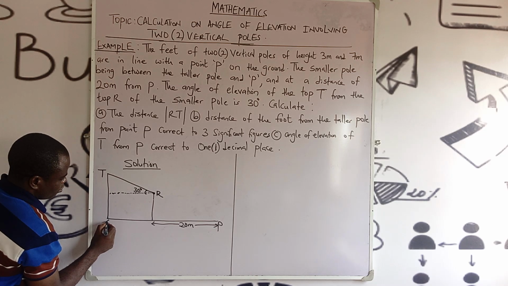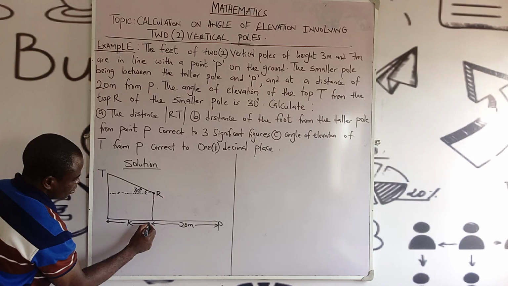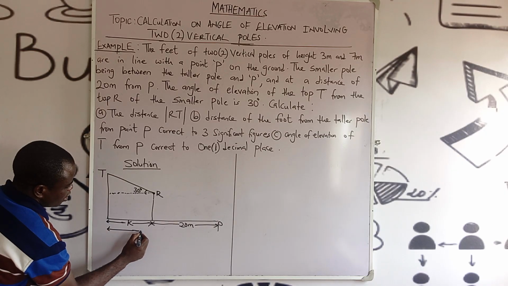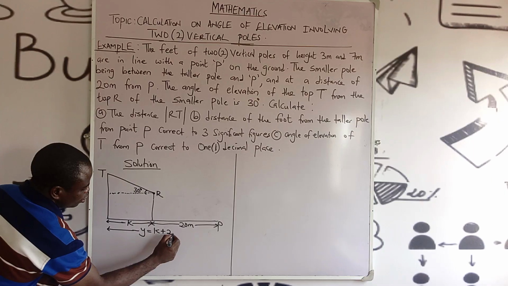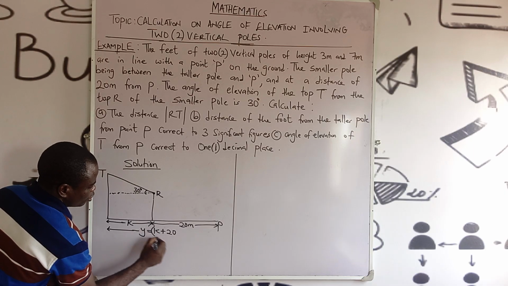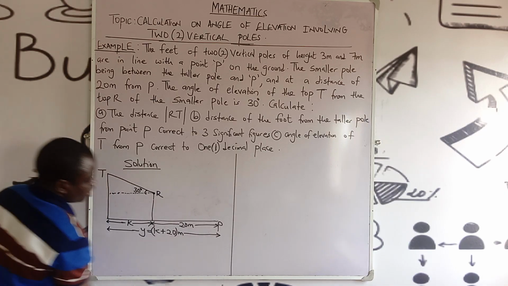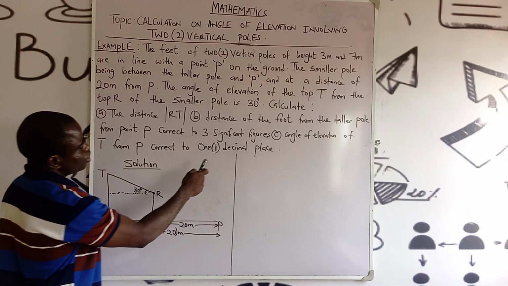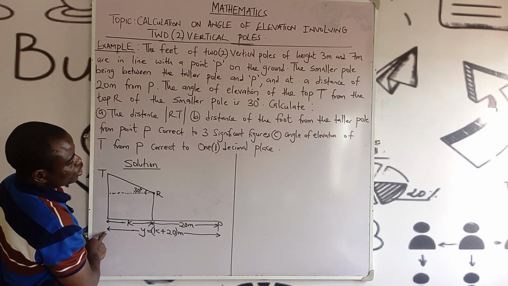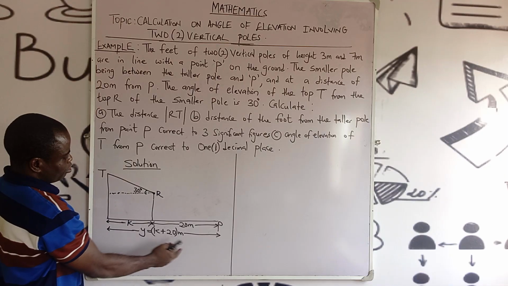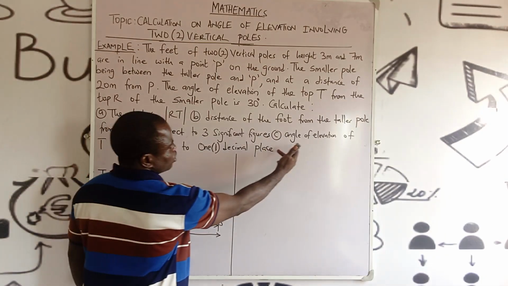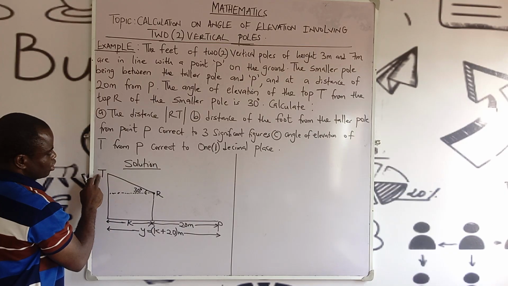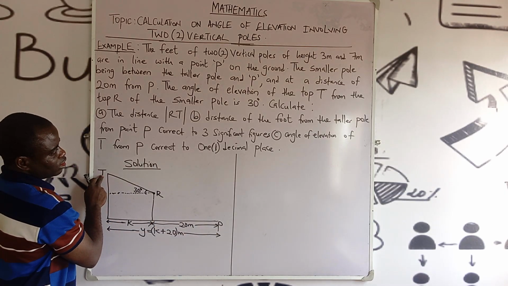Okay, let's represent from here to be K. Now the total distance, let's call it Y, equals K plus 20, in meters, to the end of this line at the point P. We are also told to find the angle of elevation of the top T from P. The angle at which you look up from P to look at this T, the top T.